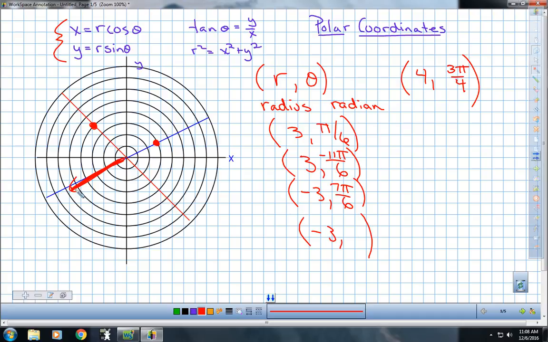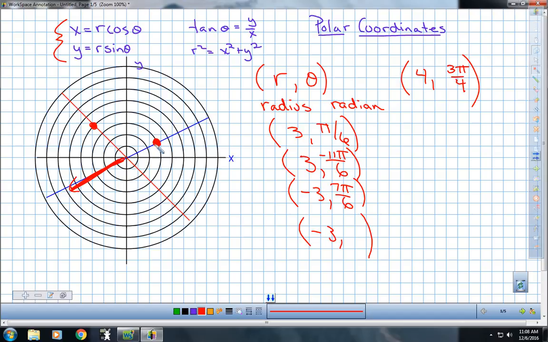That's the terminal side. If I am at that terminal side and r says negative 3, that means I'm not going to go out 3 units on the terminal side that I'm at. I'm going to go out 3 units in the opposite direction. So I'm at 7 pi over 6, and if it says negative 3, that puts me right back at that same point, because it basically says take me to the terminal side, and if r is negative, go in the opposite direction. Does that make sense?